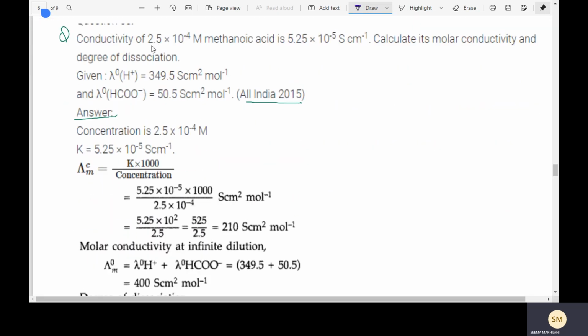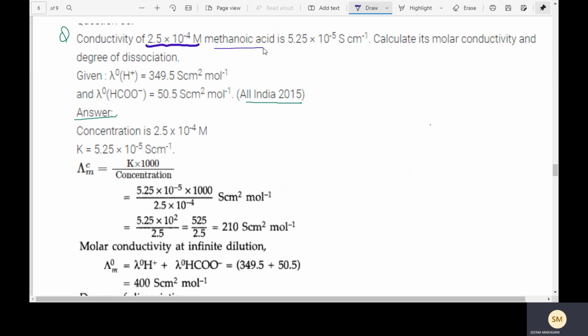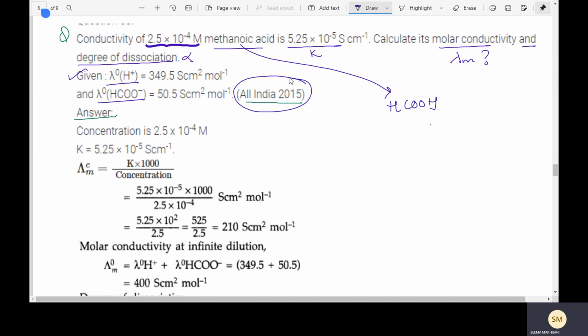The conductivity of 2.5 10 to the power minus 4 molar methanoic acid is this. That means K is provided to you. You have to calculate the molar conductivity and also the degree of dissociation alpha. Limiting molar conductivity of H positive and HCOO minus. Beta, the formula of methanoic acid is HCOOH. It is again a board question of 2015.